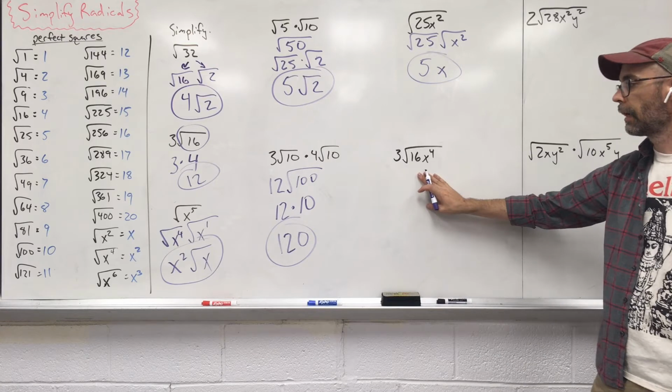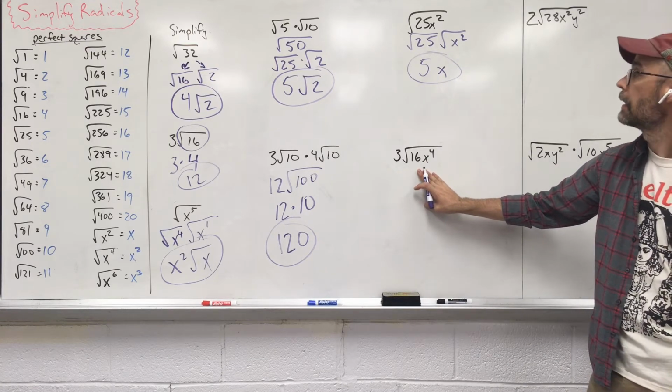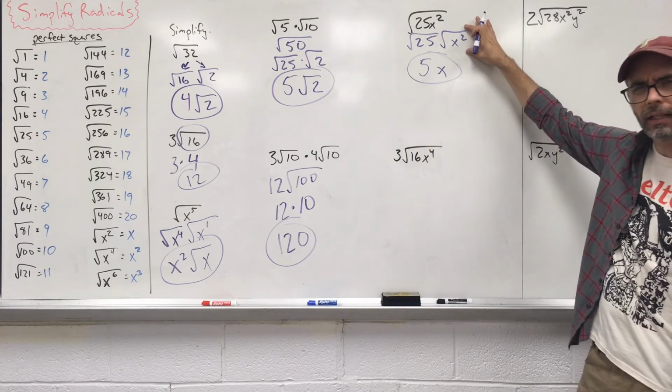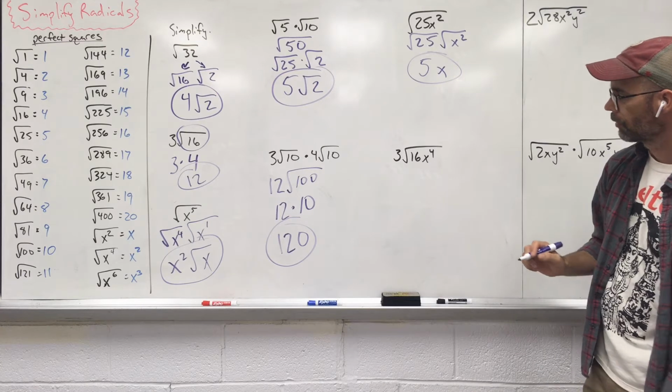So same thing down here. We've got a number on the outside. We have a couple numbers and variables on the inside. Let's break them up. And I'm not going to split it up like I did here. I'm just going to cut out one little step here.